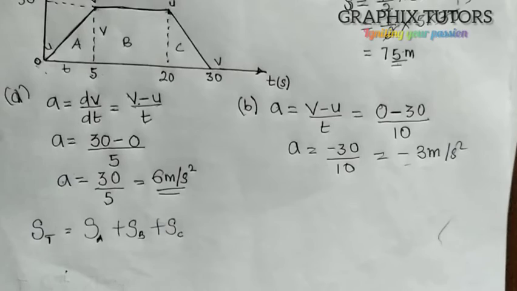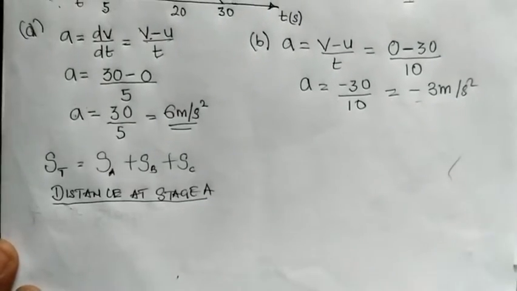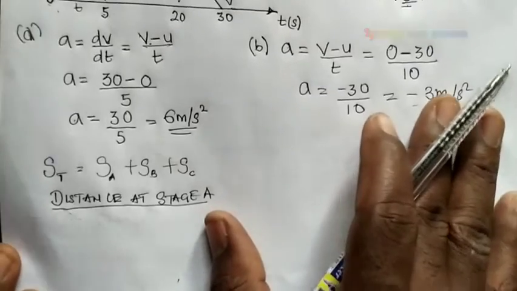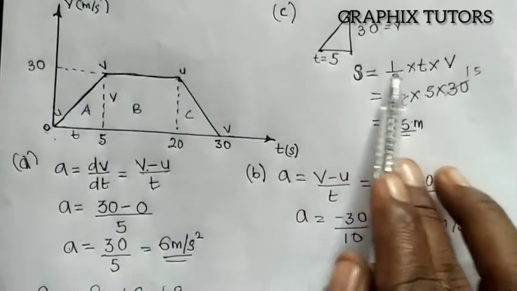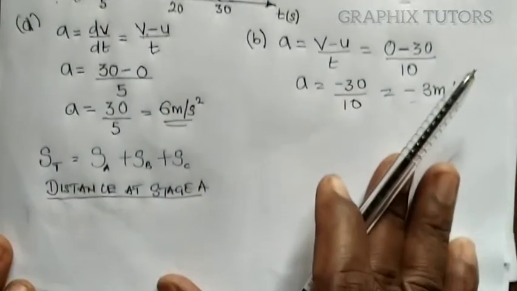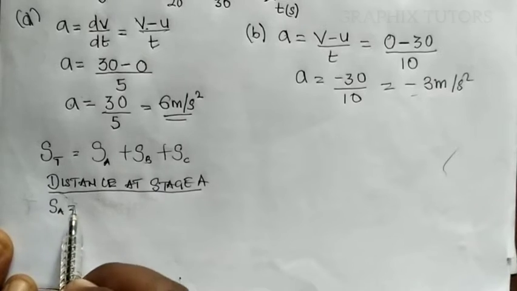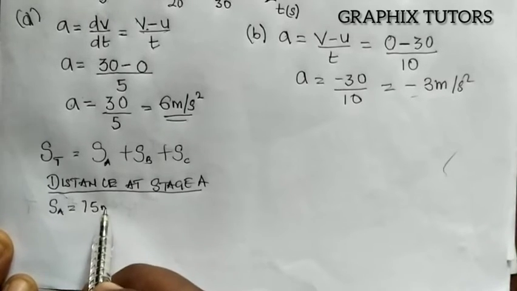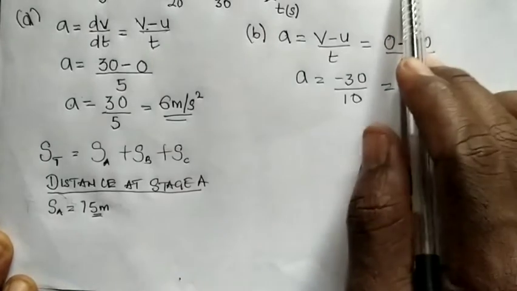At stage A we are having this. So the distance at stage A, look at stage A, we already calculated for it, which is here x. So we are going to simply put xa is equals to what? 75 meters. That is at stage A. We just did it here.